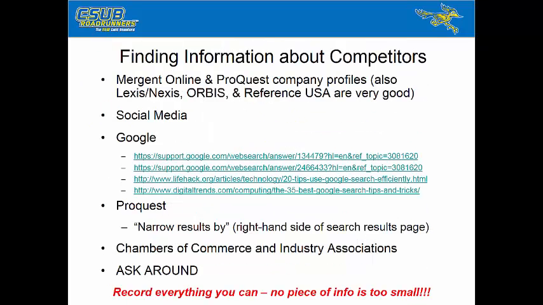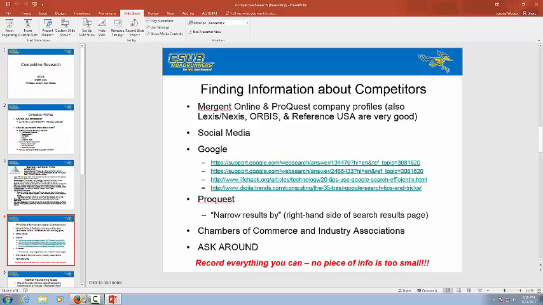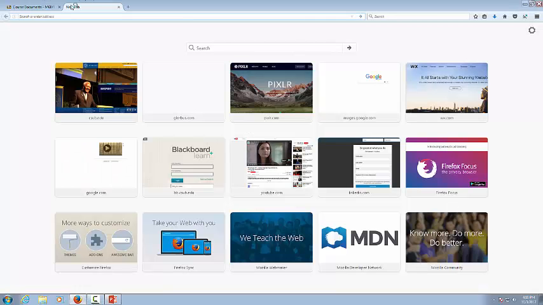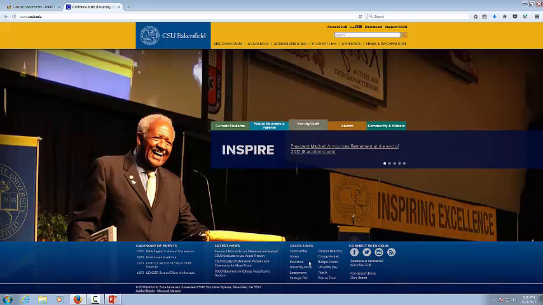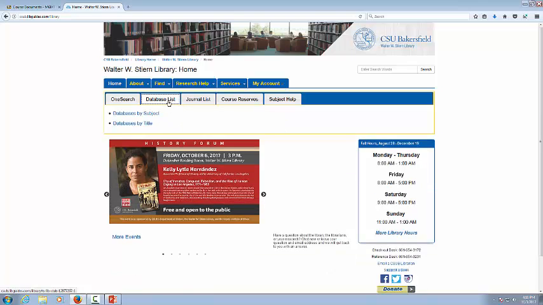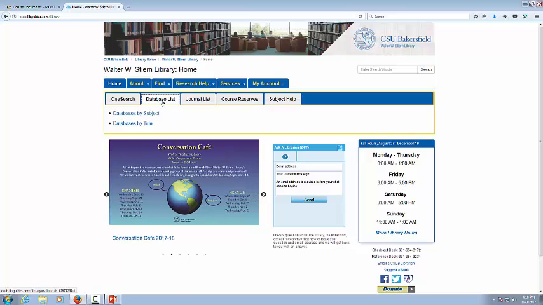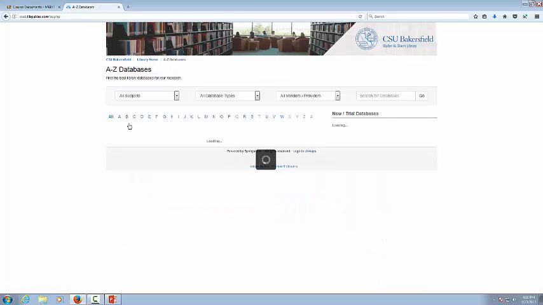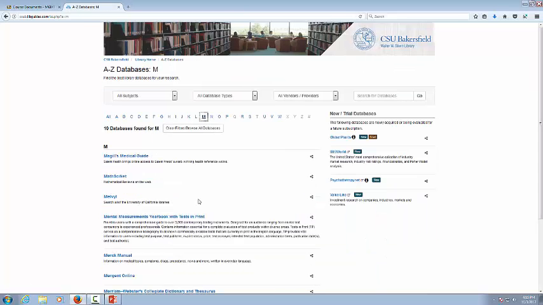Places to find information about competitors. Mgmt Online and ProQuest are two particularly good resources. I'll show both of those briefly right now. If you go to the library section of the website here and go to the database list, databases by title, and then M for Mgmt, Mgmt Online.